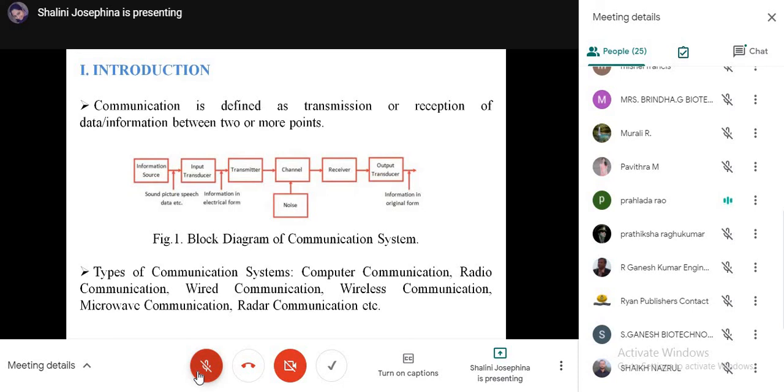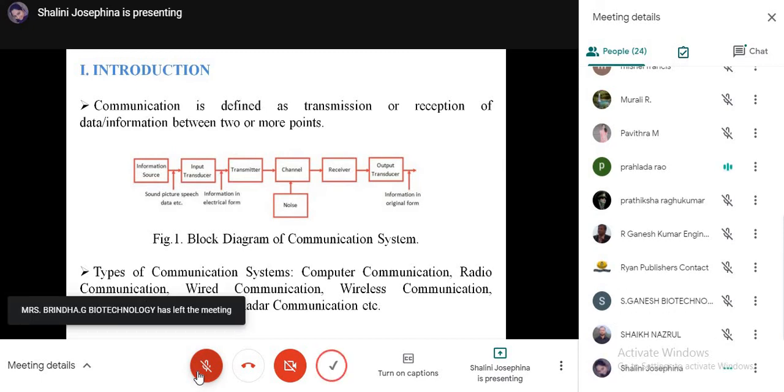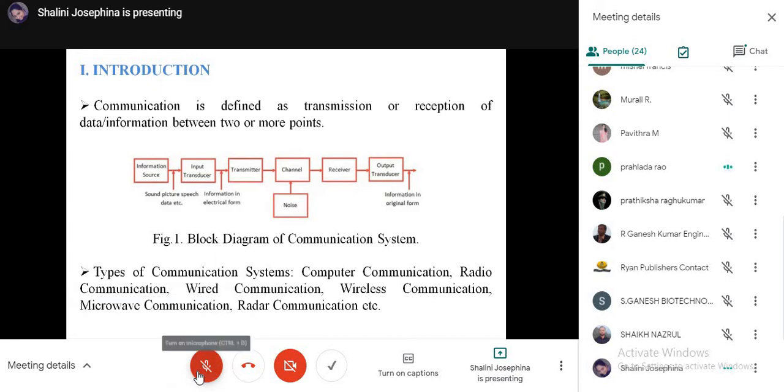Okay, the next block is your receiver. Receiver does the job of receiving the electrical signals that have been transmitted by the transmitter. Okay, the last block is your output transducer. Output transducer converts the data that has been received into the original form, that is the form in which we sent it before. So this is the general explanation of a block diagram of a communication system.